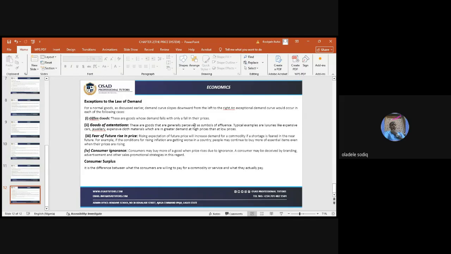These are goods that are generally perceived as symbols of affluence. Typical examples are luxuries like expensive cars, jewelry, expensive cloth material, which are in greater demand at higher prices than at low prices. So this good of ostentation is basically for the rich. Then the next one is fear of future rise in price. So when there is fear, like consumer expectation, it can make people to buy. Then the next one is consumer ignorance.